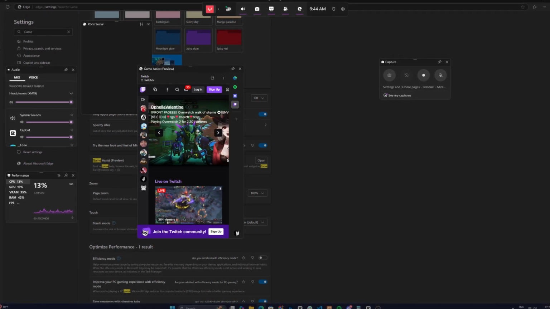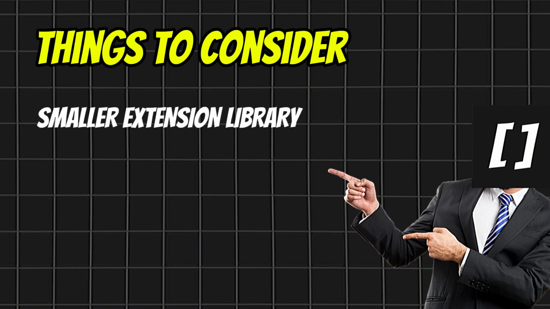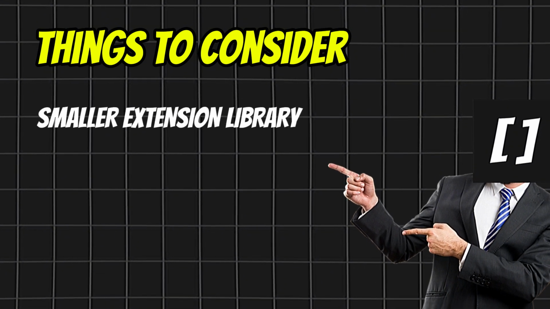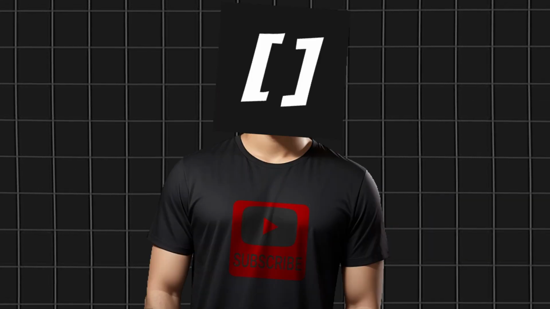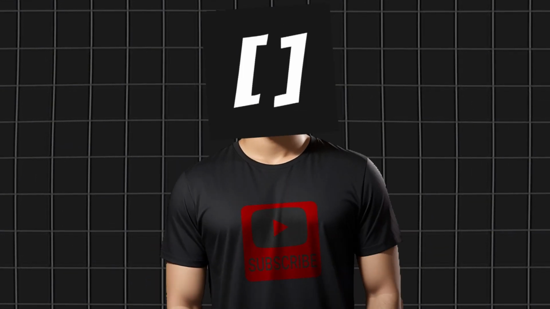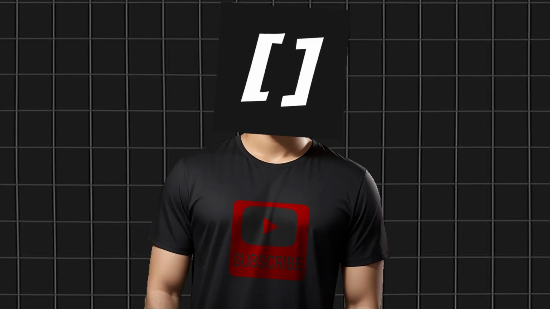But before you make the switch, here's what you need to know. It has a smaller extension library than Chrome. Bing is the default search engine, though you can change it. Solution? If you like Edge but want Google search, just switch the default search engine in settings.